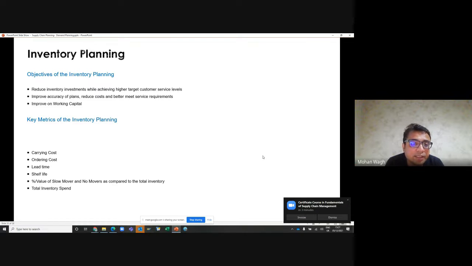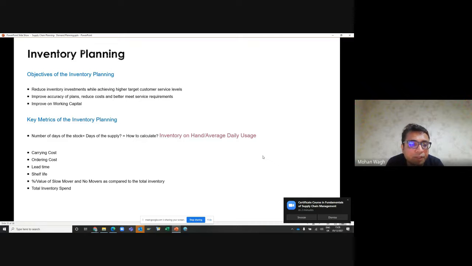What are the key metrics of inventory planning? As we are carrying inventory, it means we are investing our dollars, our money. So there is a carrying cost, an ordering cost, a lead time, and the shelf life of the inventory, because we cannot order too much unless it is going to be consumed. Otherwise we probably need to throw it out. Many companies also monitor how many items are slow movers or no movers. They have their own definitions of slow mover and no mover.